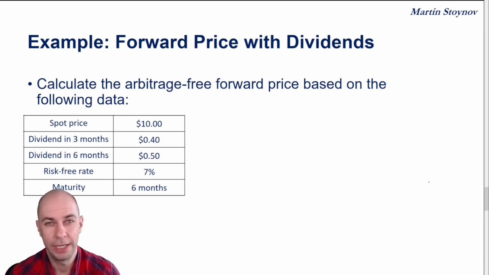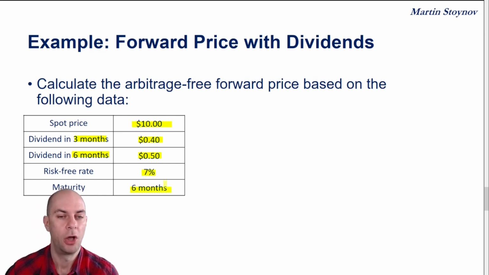Next, we're going to complicate things a little bit. We're going to introduce some dividends, some benefits of carry. So again, calculate the arbitrage-free forward price given the spot. Now, this time we've got a dividend of 40 cents coming to us in 3 months, and then another dividend slightly higher coming to us in 6 months. The risk-free rate is 7% again, and the maturity of the contract is 6 months.